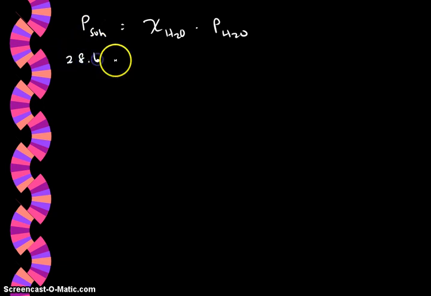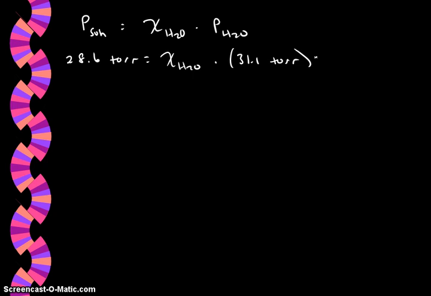Okay, so we're dealing with vapor pressures again. So the vapor pressure of our solution will equal the mole fraction of the water times the vapor pressure for the pure water. This time we're given the vapor pressure of the solution. It tells us it's 28.6 torr. We want to calculate what the mole fraction is. And it tells us that the vapor pressure for pure water is 31.1 torr.